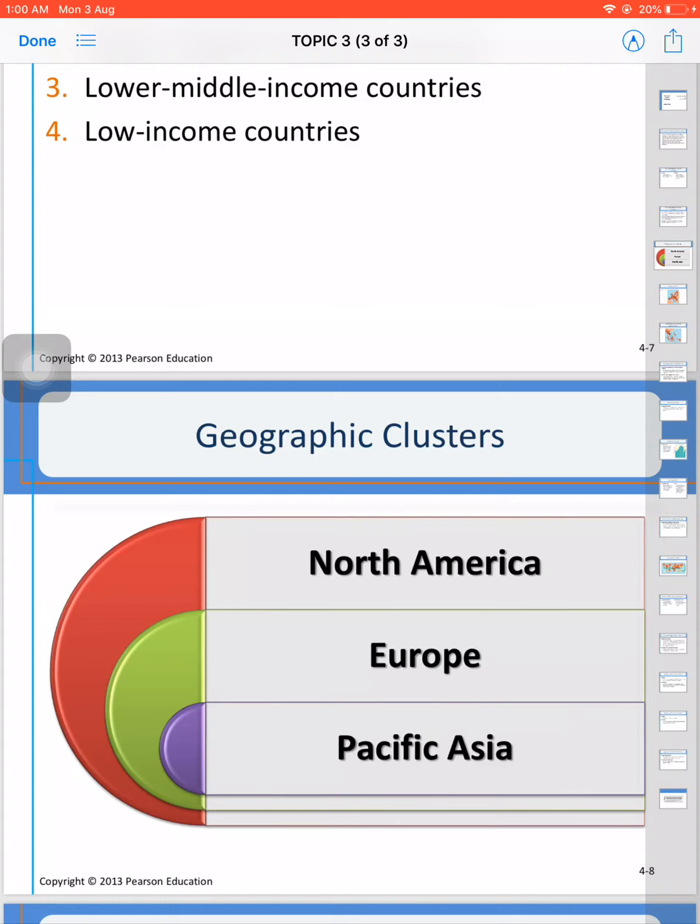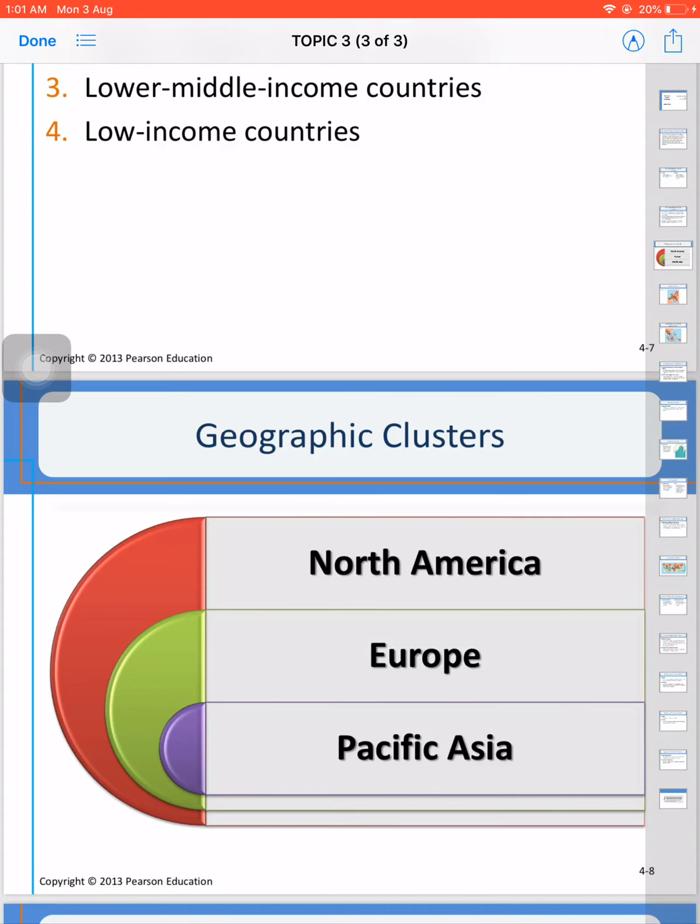Now, we have already talked about North America. North America, for example, includes the US, Canada, and Mexico. Europe includes Russia, Ukraine, Spain, Sweden, Norway, Germany, Finland, Poland, Italy, and so on. Pacific Asia includes Malaysia, Thailand, Singapore, Indonesia, Australia, and so on.